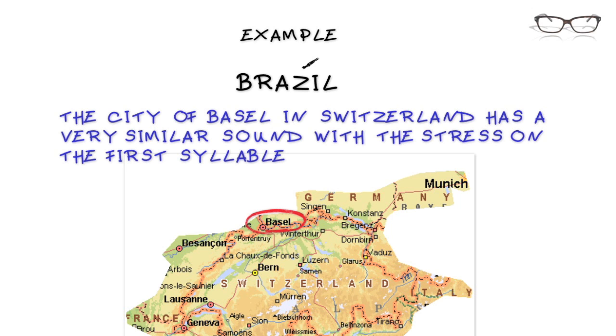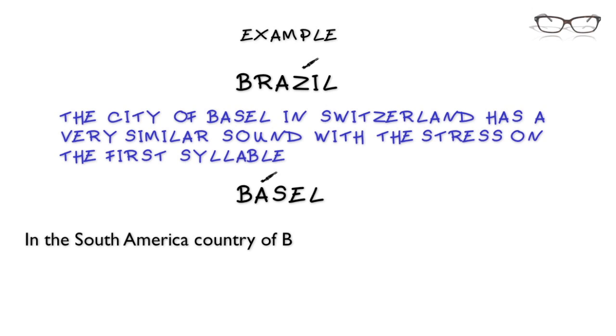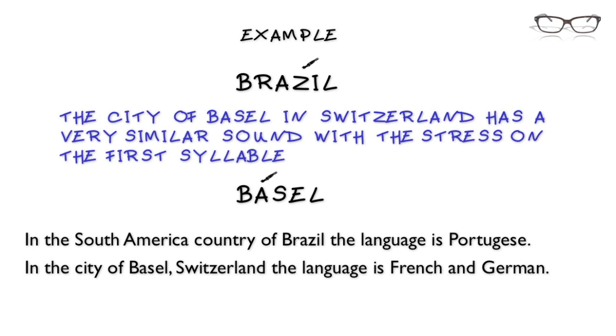If you pronounce it with the stress on the first syllable, somebody, an English speaker, may think you are talking about the city of Basel in Switzerland, which has a similar sound. It has 2 syllables, but as you can hear, the stress is on the first syllable, Basel. So this may be confusing. It depends on the context of the conversation. So, in the South American country of Brazil, the language is Portuguese. And the other example, in the city of Basel, Switzerland, the language is French and German.